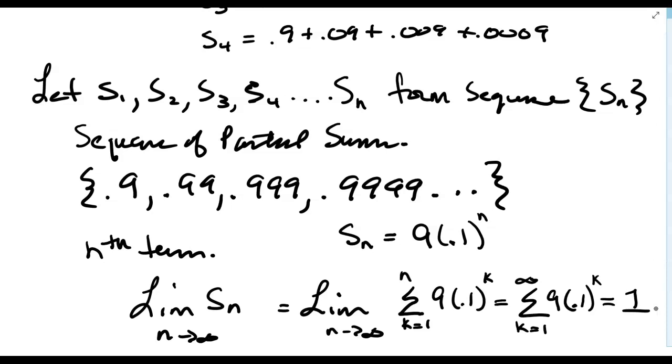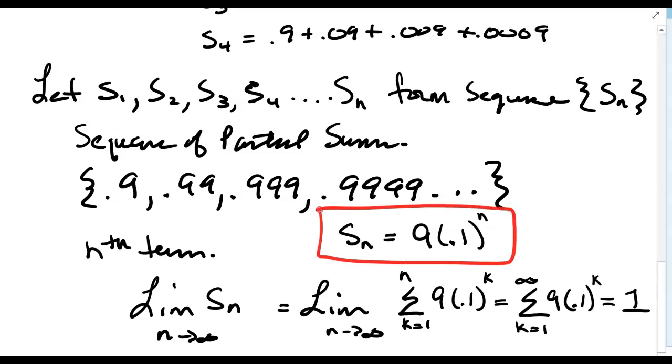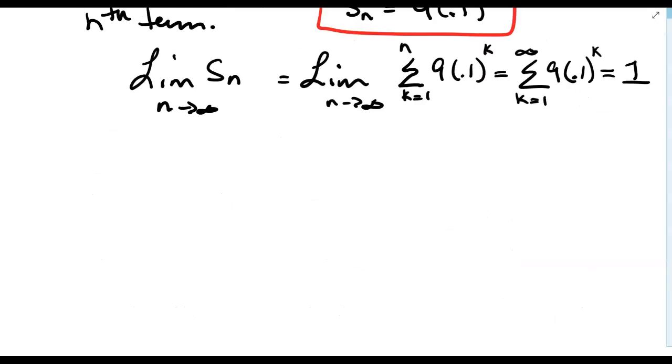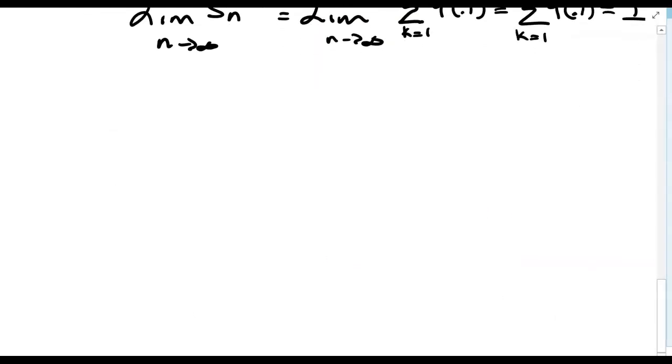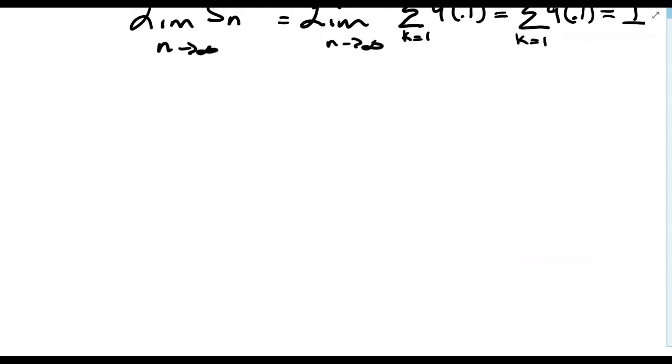Now, if that sequence of partial sums diverges, your series diverges. If the sequence of partial sums converges, your series converges. So it's always going to be important to get that general equation right.